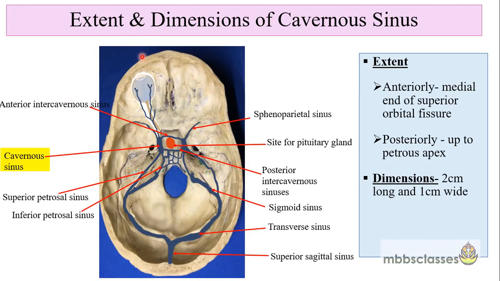Now, if we see the extent, it extends anteriorly from the superior orbital fissure and posteriorly up to the petrous apex. This is the petrous part of the temporal bone, and this is the area of the apex of the petrous bone. This shelf is the portion of the lesser wing of sphenoid, and this is the greater wing of sphenoid. Here lies the superior orbital fissure. So the cavernous sinus extends from the superior orbital fissure to the petrous apex, and the dimension is 2 centimeters by 1 centimeter, 2 centimeters in length and 1 centimeter in breadth.